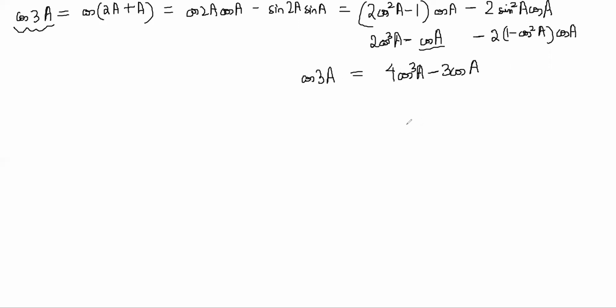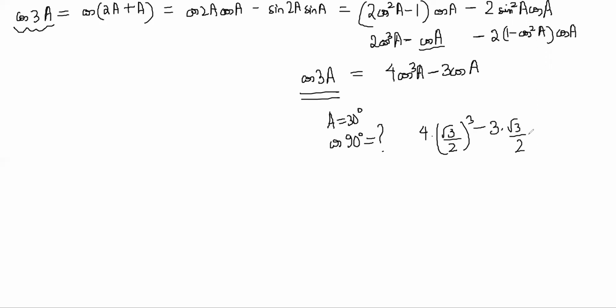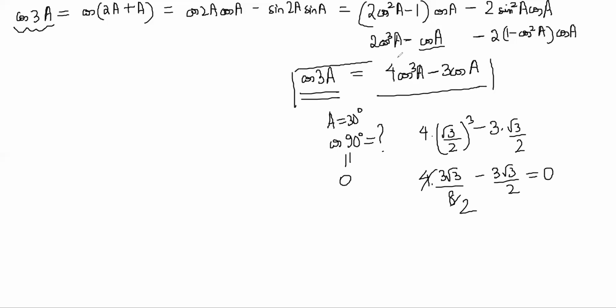You can easily check whether the formula is correct or not by putting A is equal to 30 degrees. See, cos of 90 is equal to, is it equal to 4 cos cube 30 minus 3 cos 30? 4 cos cube 30 will be 4 times root 3 by 2 whole cube, minus 3 cos 30, which is root 3 by 2, right? So this is becoming 4 times 3 root 3 by 8 minus 3 root 3 by 2. Clearly 0, no? Cos 90 you know is 0, right? So the formula is definitely valid, right?